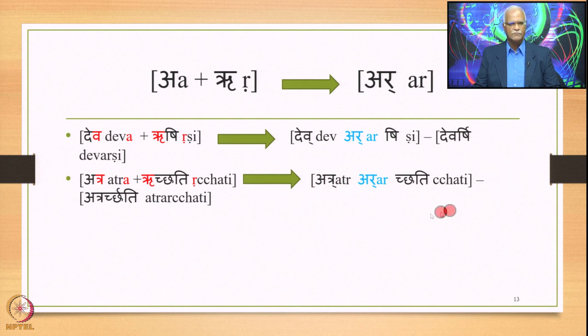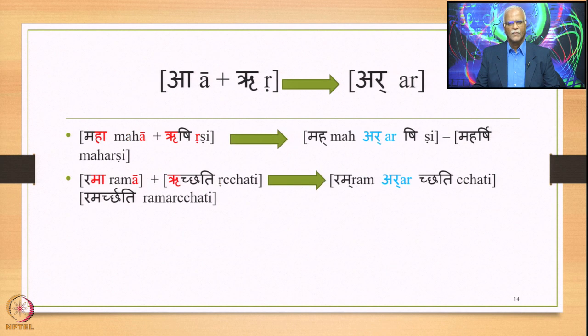Now, if we take the example of two words in the sentence, we have atra plus ruchati, a at the end of this pada, ru at the beginning of this second pada, and now 6187 applies, and in place of both these a and ru, we have ar as the substitute. So we have atra, ar and chati, and we get atrar chati.